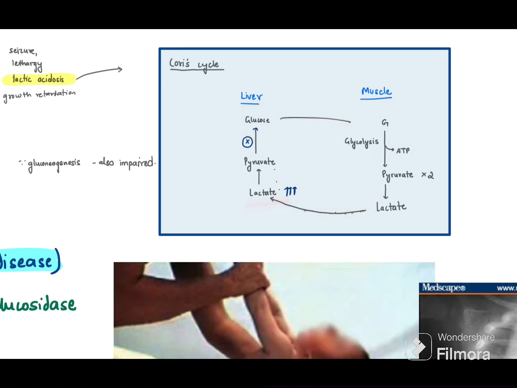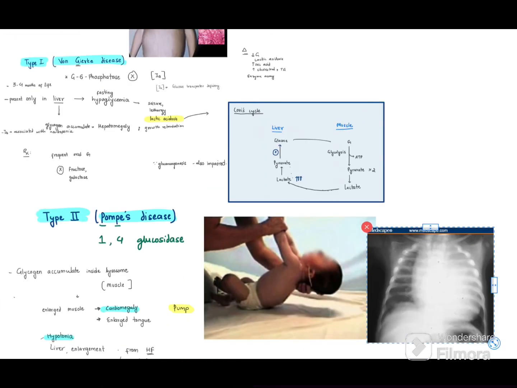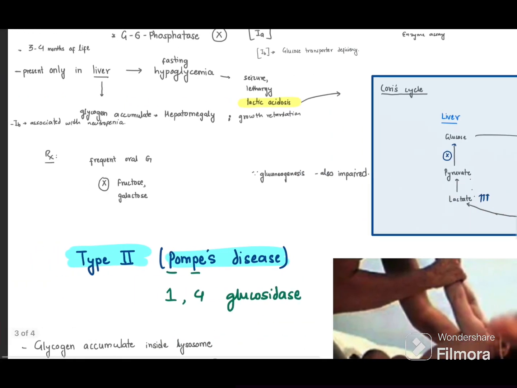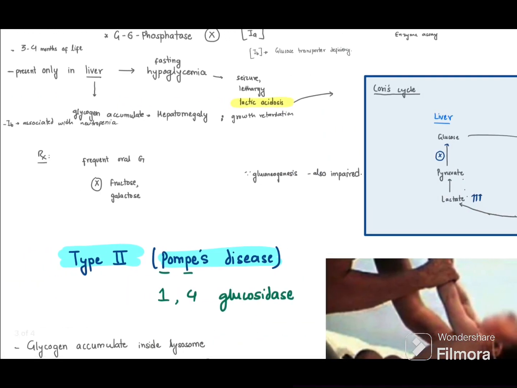So the lactate formed is converted to pyruvate and then to glucose. When there is deficiency of glucose 6 phosphatase, pyruvate cannot be converted to glucose, right? So when pyruvate cannot be converted to glucose, it backs up, and that leads to accumulation of lactic acid. So lactic acidosis occurs, and again the glycogen is not broken down, so glycogen accumulates, leading to hepatomegaly and growth retardation.